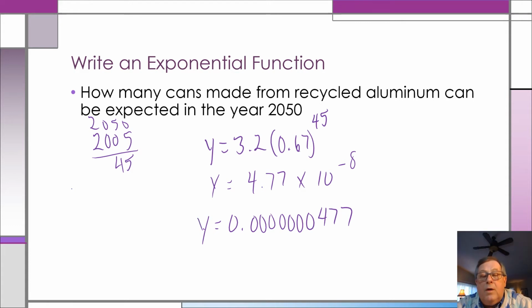You know what? That is a really, really small number. And I'm just going to say there's not going to be any cans made from that recycled aluminum in 2050. Not when it's that small. What is that? Tenths, hundreds, thousands, 10,000s, 100,000s, million, billion, 10 billion, 100 billion, trillion, yeah. 477 trillionths. Don't think so. None.